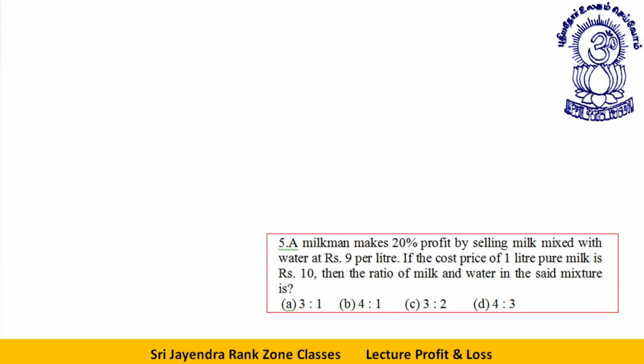A milkman makes 20% profit by selling milk mixed with water at rupees 9 per liter. If the cost price of 1 liter pure milk is rupees 10 and the ratio of milk and water in the said mixture is... This is a good question. Now we ought to do it, okay?